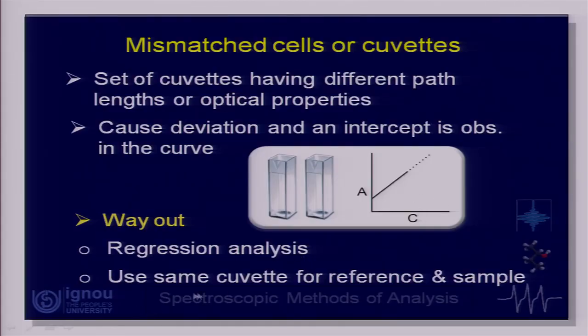And this problem can be taken care of in two possible ways. One is to make a number of measurements and do some kind of regression analysis to eliminate that error because of the mismatching. Or, the more commonly used way out is that we use the same cuvette for the reference as well as the sample. That means we use only one cuvette, first for the reference material, then for the sample, and then subtract the reference from the sample. We will talk more about it in the next session when we talk about the instrumentation part.